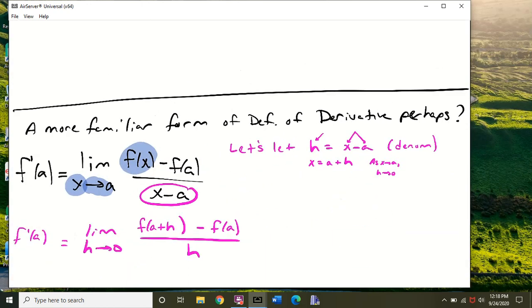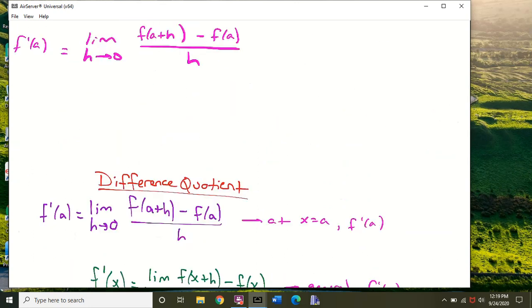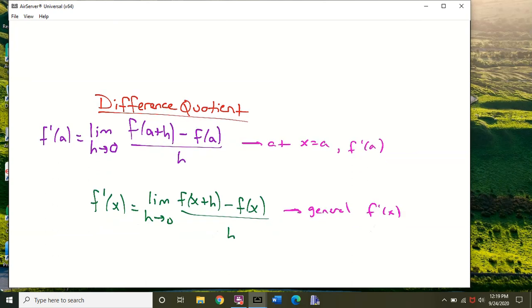And now here is probably, again, a more familiar looking version of the definition of derivative. It's just an algebraic manipulation of the original definition. And we call this the difference quotient. That's just the fancy name for this particular form. And once again, here's the f prime of a version. This is the instantaneous rate of change, whereas down below, here's the general derivative for f prime of x.